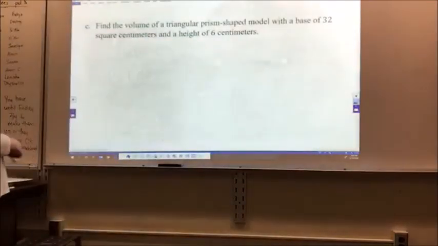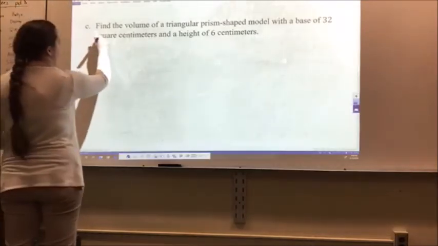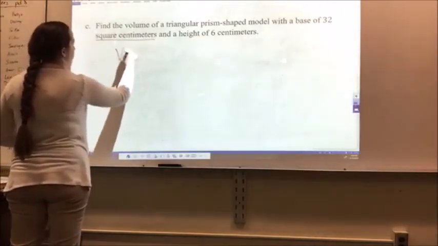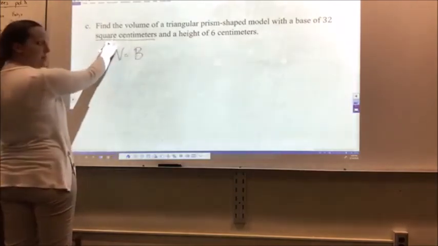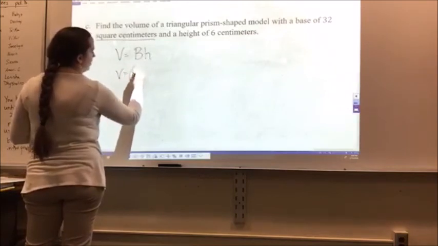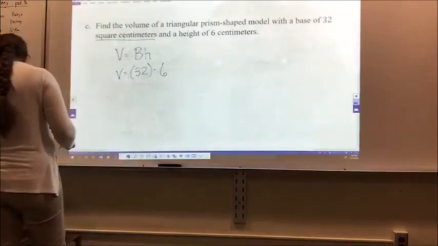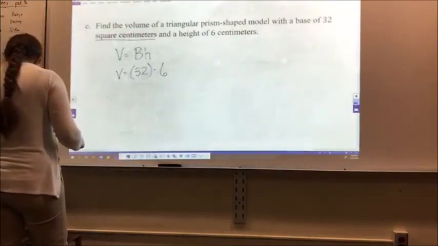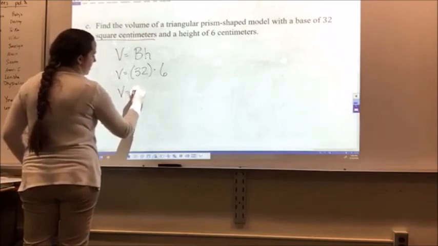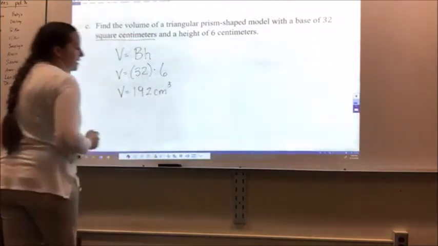Letter C says, find the volume of a triangular prism-shaped model with a base of 32 square centimeters and a height of 6 centimeters. They told us square centimeters, so that big base is in square centimeters already. So I just multiply these together, 32 times 6, so V equals 192 centimeters cubed, or cubic centimeters.